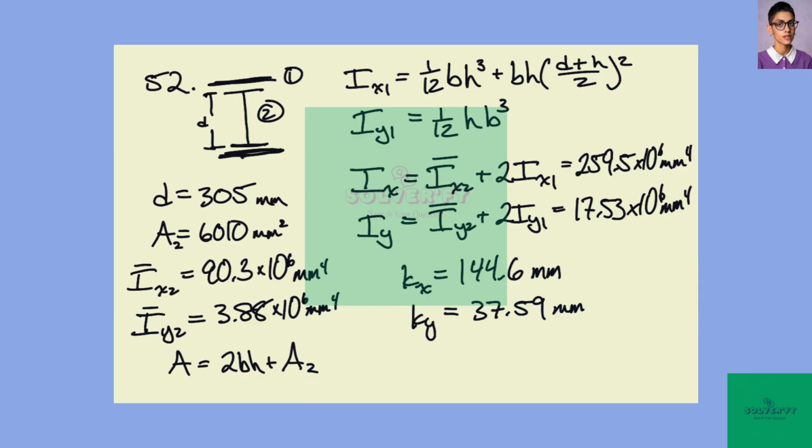Again, we have the cross-sectional area, and so we can find the radii of gyration. About the x-axis it is 144.6 millimeters, and about the y-axis it's 37.59 millimeters.